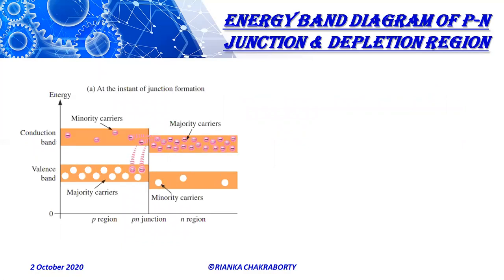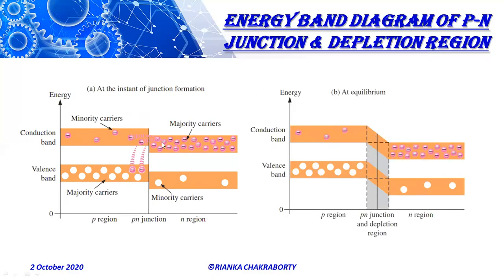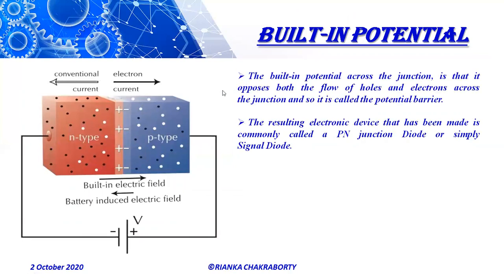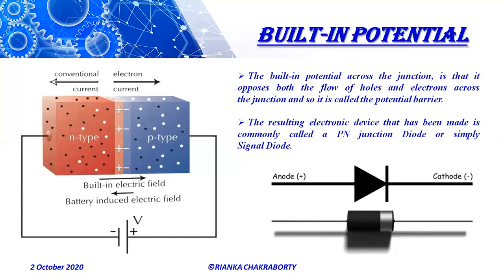So this is the energy band diagram of the p-n junction and depletion region. The first figure indicates the energy band diagram at the instant of junction formation, and the second figure is at equilibrium. The built-in potential across the junction opposes both the flow of holes and electrons across the junction, so it is called the potential barrier. The resulting electronic device is called a p-n junction diode, normally a signal diode.